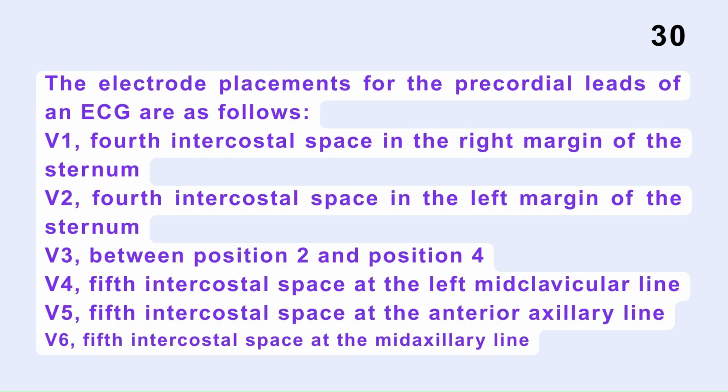The electrode placements for the precordial leads of an ECG are as follows. V1, fourth intercostal space in the right margin of the sternum. V2, fourth intercostal space in the left margin of the sternum. V3, between position 2 and position 4. V4, fifth intercostal space at the left midclavicular line. V5, fifth intercostal space at the anterior axillary line. V6, fifth intercostal space at the midaxillary line.